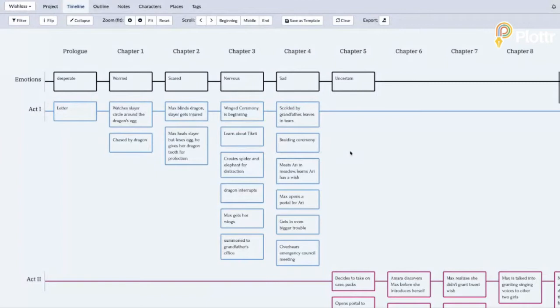And so then it was easier to see, oh, okay, I'm missing something, I need more action here, or I need to include something in this chapter. So it was really great to be able to see just the bones of the story, where it was lacking, or if it was too much, and be able to move things around.